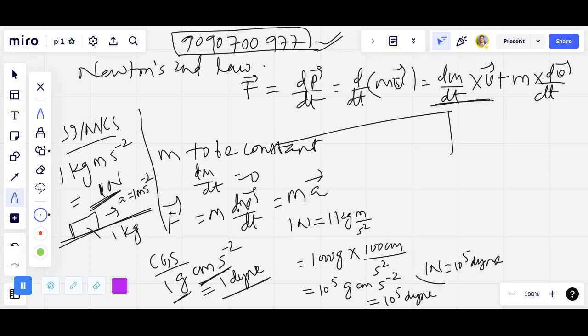In my unit dimension video, you can check how I have used dimensional analysis to find the relationship between 1 Newton and 1 dyne.